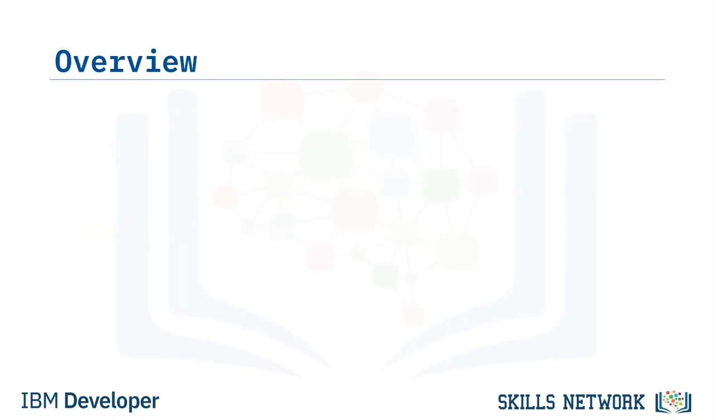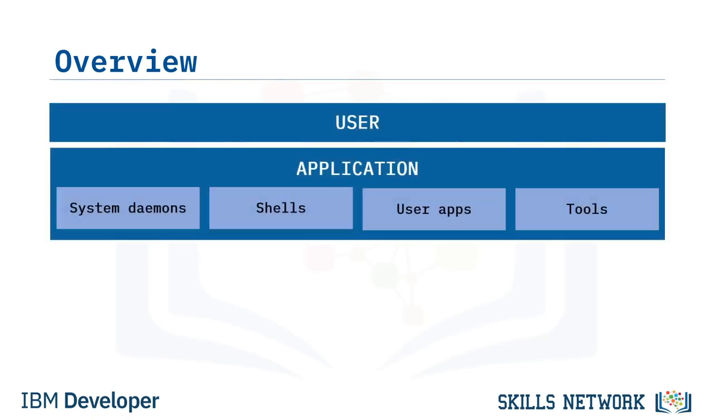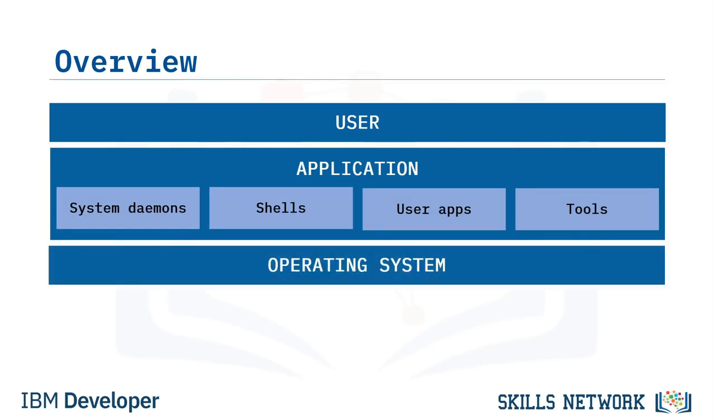The Linux system comprises 5 distinct layers. The user is the person using the Linux system. Users interact with the system via the application layer that includes system daemons, shells, user apps, and tools. The applications communicate with the operating system to perform tasks.